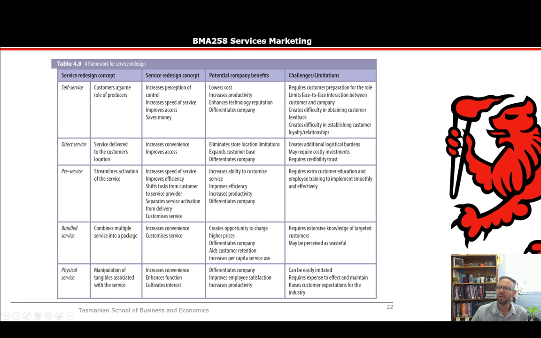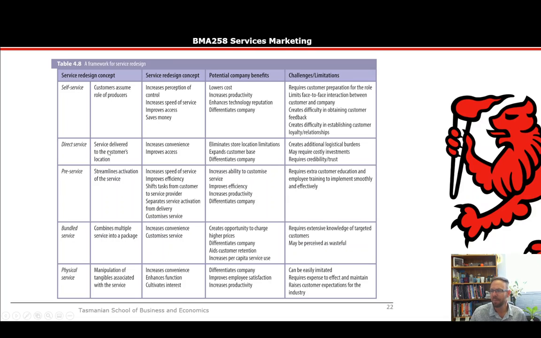So, redesign concepts. We've got self-service, direct service, pre-service, bundled service, and physical service. Now, I don't want to go through all of these, but you can look at the benefits and limitations in there, but the self-service concept is that customers assume the role of producers, like self-service technologies. So when you go to Coles, you check out yourself, you're actually part of the production line, really, if you think about it, because you're doing part of the service that they provide.